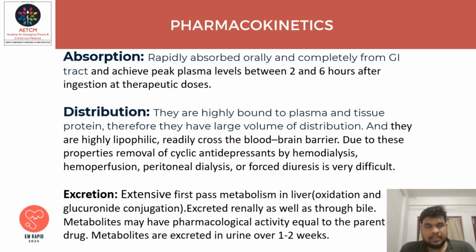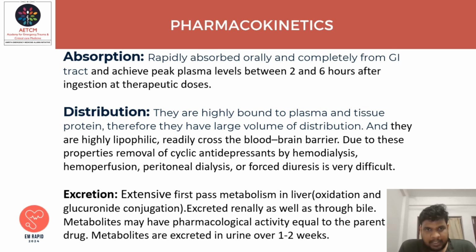Coming to pharmacokinetics, for absorption, they are rapidly and nearly completely absorbed orally from the GI tract and achieve peak plasma level between 2 and 6 hours after ingestion at therapeutic dose. Coming to distribution, they are highly bound to plasma and tissue protein, therefore they have a large volume of distribution, and they are highly lipophilic and readily cross the blood-brain barrier. Due to these properties, removal of cyclic antidepressants by hemodialysis, hemoperfusion, peritoneal dialysis, or forced diuresis is very difficult.